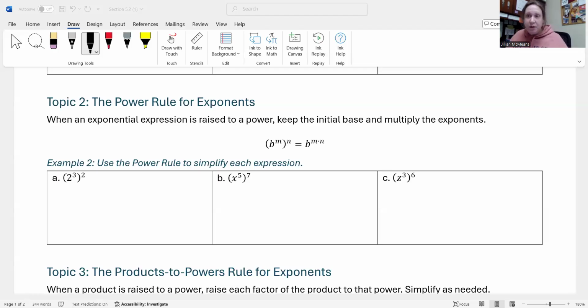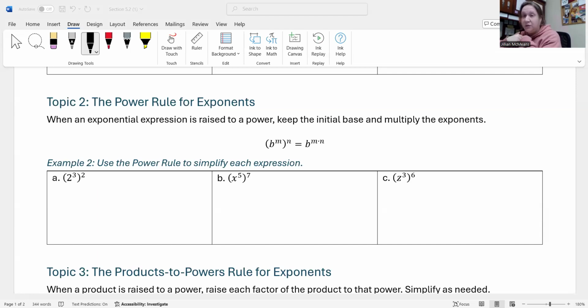For topic 2, we're going to cover the second exponent rule for multiplication, which is called the power rule for exponents. This one states that when an exponential expression is raised to a power, that means you already have an exponential expression, so you already have a base and an exponent, but then that expression itself is raised to an additional power. So you kind of have this double exponent thing happening. When that happens, we keep the initial base and we multiply the exponents.